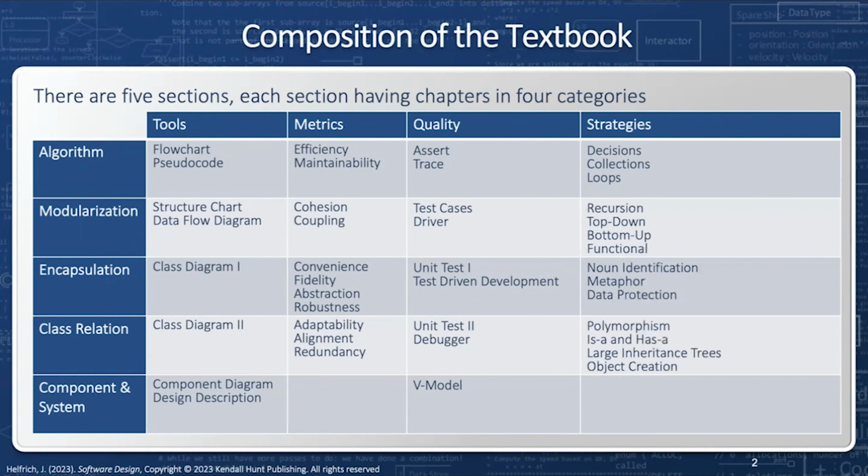At the class relation level, we talk about polymorphism, the difference between ISA and HASA, how to manage large inheritance trees, and the collection of design patterns around object creation, such as factory, abstract factory, builder, and things like that.